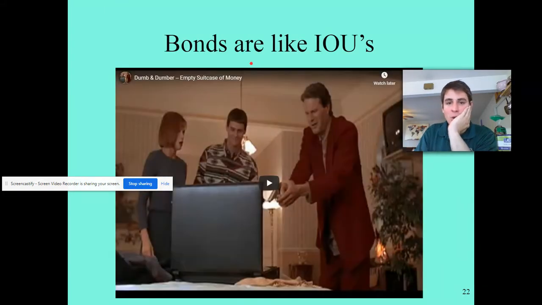So, bonds, or IOUs. There's this awesome clip from Dumb and Dumber. Great movie. Doesn't hold up quite as well, but it was one of my favorite movies as a kid, where they talked about bonds and IOUs.